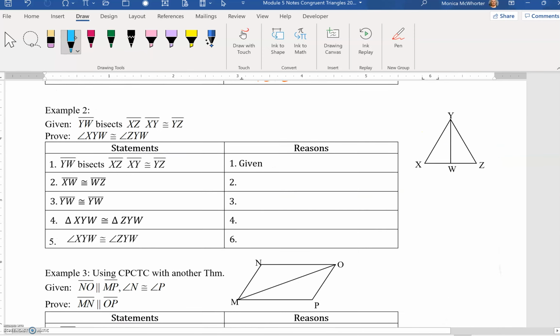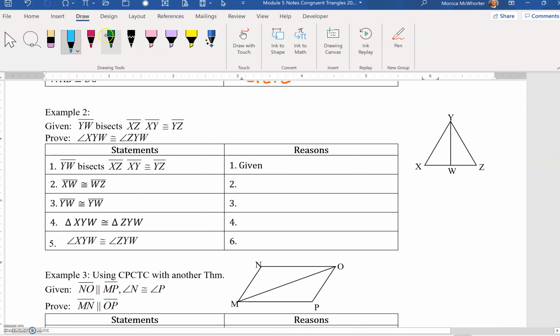Okay, so here's another one we're going to go for. So let me mark our given. It says that YW bisects XZ. So that means that W is a midpoint because it's on the bisector. And we are also told that segment XY is congruent to segment YZ. That's given. And then we know that segment XW is congruent to WZ by segment bisector definition.